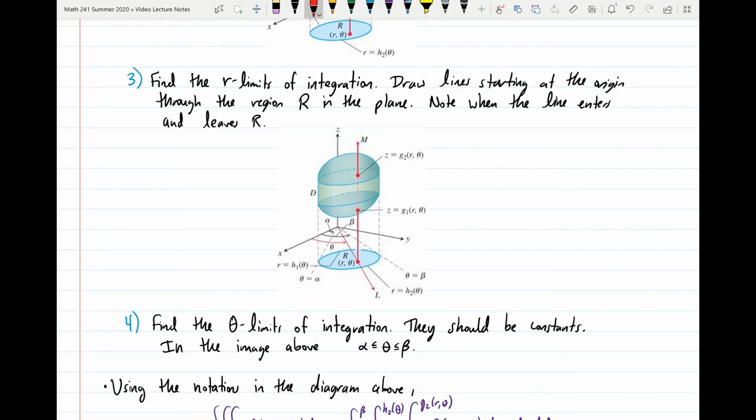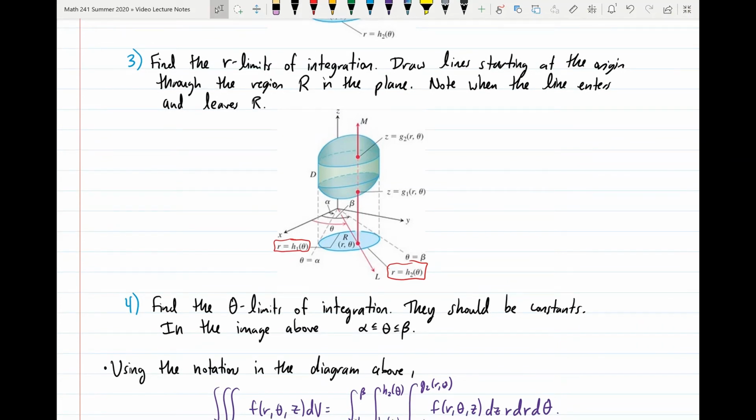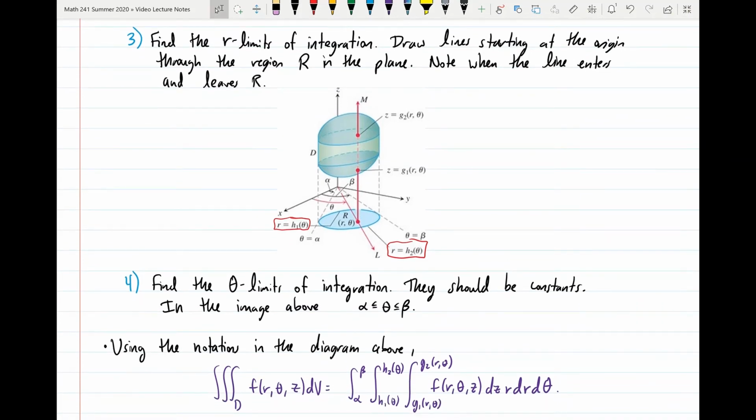The line enters the region at r equal to h sub 1 of theta in this case, and it exits the region at r equal to h sub 2 of theta. So the lower limit for r would be h sub 1 of theta, the upper limit would be h sub 2 of theta, and then we can finally use the same diagram that we have above to find the theta limits of integration.